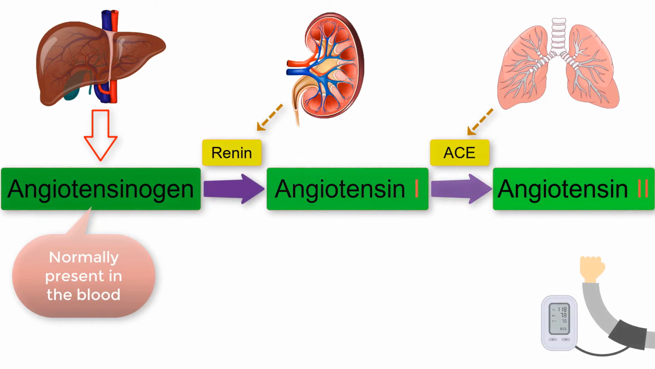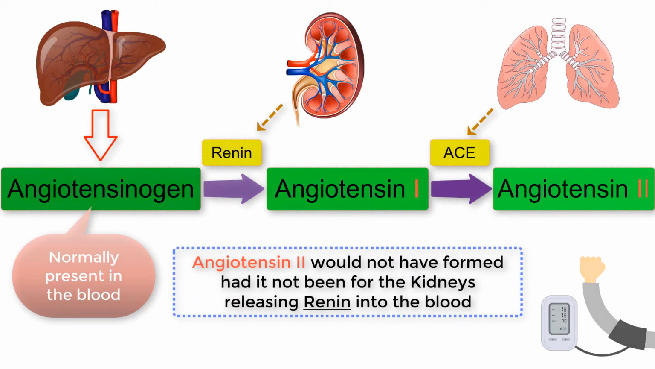This is because, while angiotensinogen is normally present in the blood, angiotensin II would not have formed had it not been for the kidneys releasing renin into the blood. Before understanding how angiotensin II affects blood pressure and the steps that cause renin release, it is important to understand how blood pressure can be regulated.